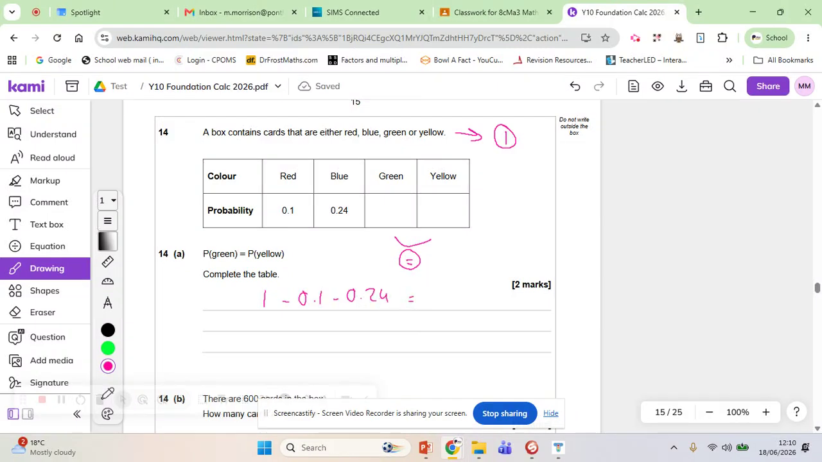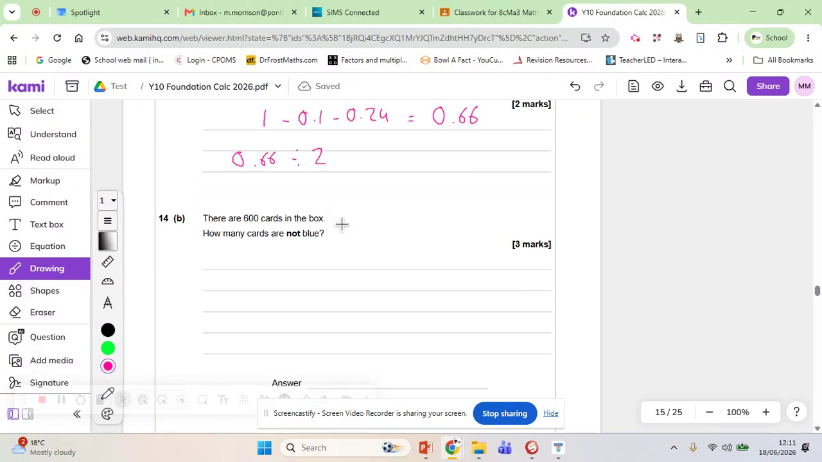So again, I'm going to use my calculator, even though I may be able to do it in my head. I'm still going to use my calculator just to double check. So we end up getting an answer of 0.66. Then, because they're equal, we have to do 0.66 divided by 2, which gets us 0.33. And again, we could check by adding them all up and making sure it comes to 1.